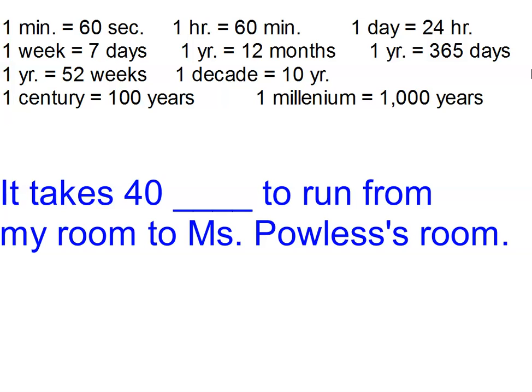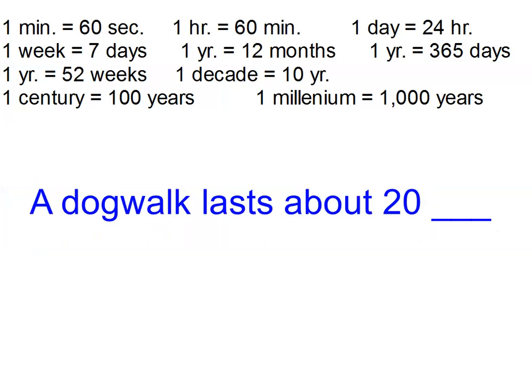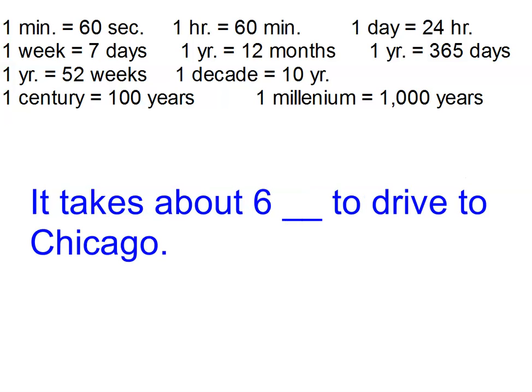Takes 40 blank to run from my room to Mrs. Powless's room. Okay, as fast as you can go from my room to Powless's room. 40 hours? 40 minutes? That would be like an entire class. I think you could make it probably close to 40 seconds. Dog walk lasts about 20. Notice, walk. Not that you go to the door and you let your dog out to go to the bathroom and then you let him back in, because he might be able to make it in about 20 seconds, especially on cold days. But usually if you're walking your dog, it's probably going to be about 20 minutes, so he can get some exercise besides going to the bathroom.